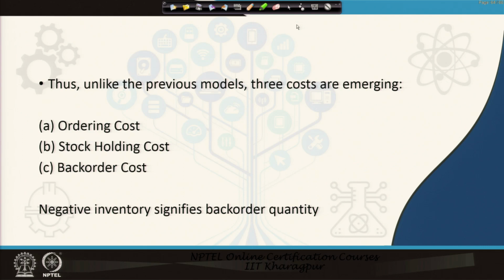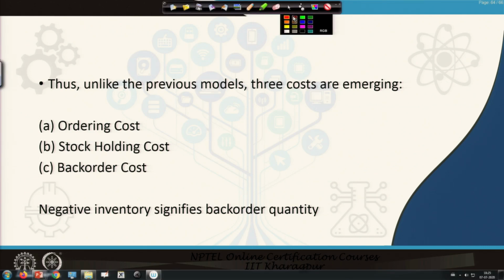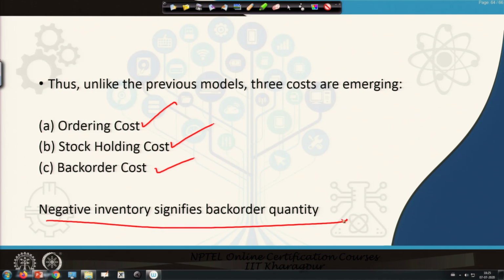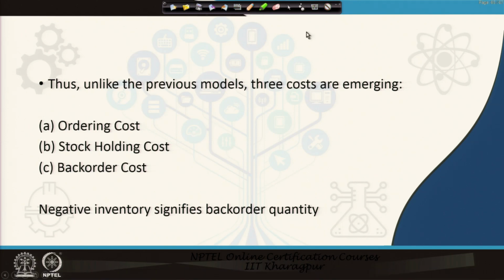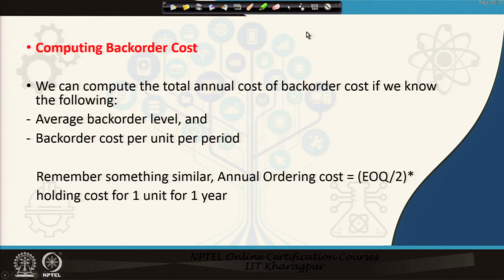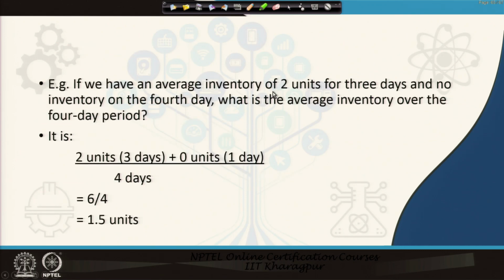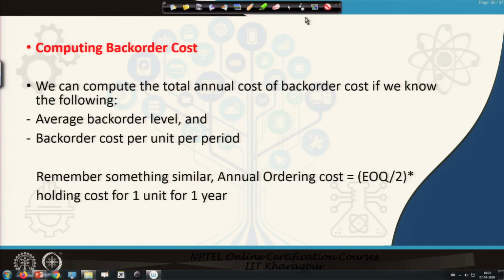Thus, unlike the previous models, 3 costs are emerging. One is your ordering cost, definitely holding cost, and a back order cost. And negative inventory signifies the back order quantity. Okay. How do we compute back order cost? We can compute the total annual cost of back order if we know the following: average back order level, back order cost per unit per period.